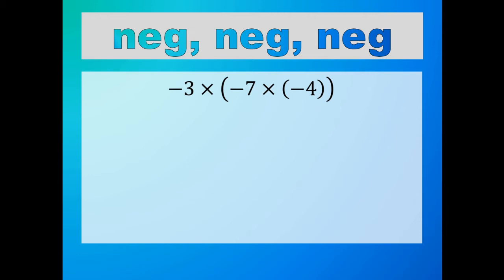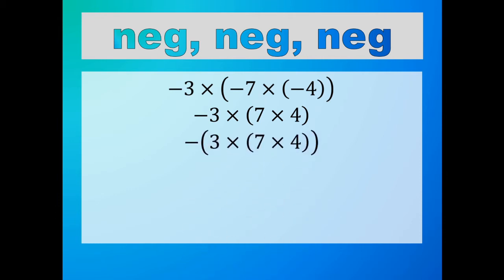I explained why this is the case in a previous set of videos called Multiplying and Dividing Positive and Negative Numbers, and hopefully the link to that previous set of videos is in the description of this video. So that means that negative 7 times negative 4 is equal to 7 times 4. Now, negative times positive is equal to negative. The negative here is negative 3, and the positive here is 7 times 4.